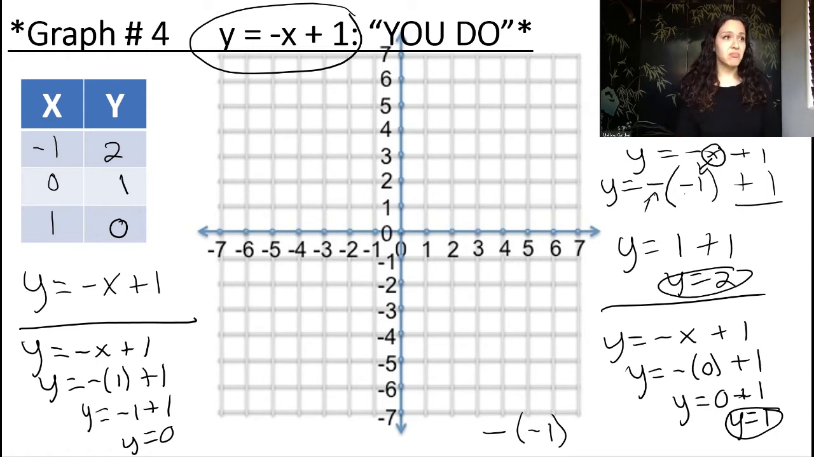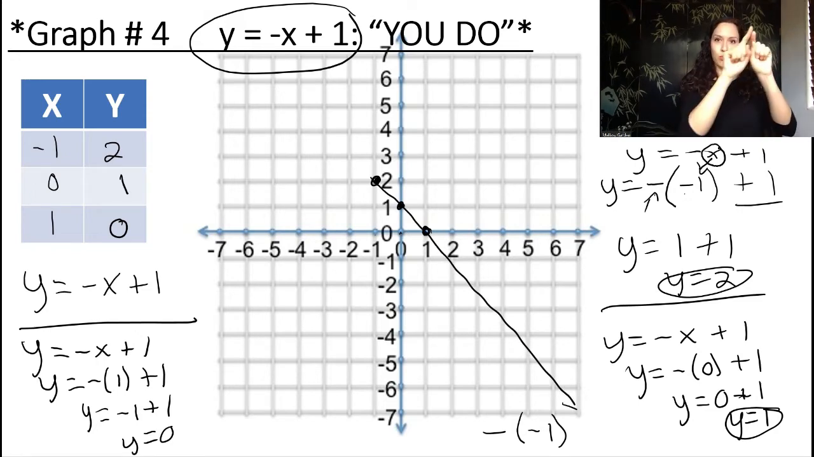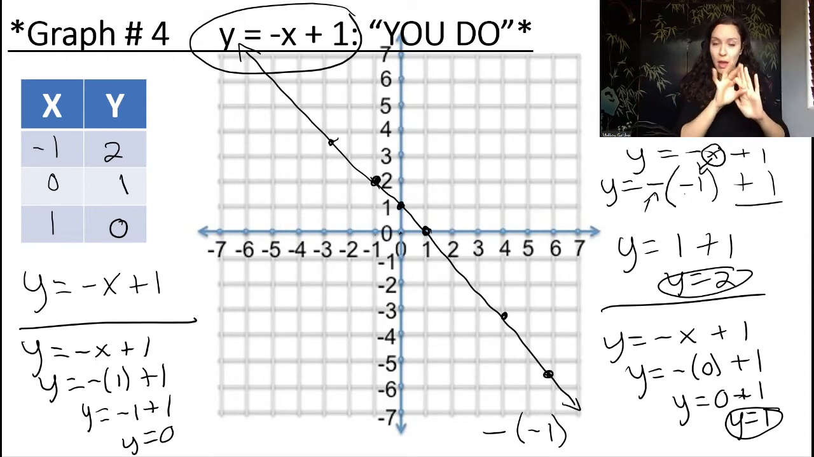Okay, so let's see. -1, 2. Okay, 0, 1. Yep. 1, 0. Ooh, I drew that little line there by accident. Okay, so there we go. Now, I'm going to try drawing as straight a line as possible. And I'm going to show you how whatever point you picked, it will be somewhere on this line. Okay, so let me show you.